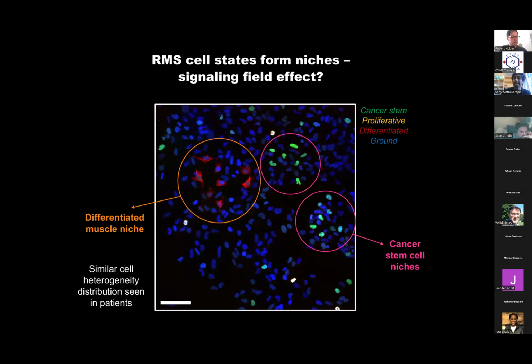And actually, this was a fun experiment. If you stain these different cell states, the differentiated, proliferative, or cancer stem cells, you can see these beautiful little niches forming within the population, in particular with the differentiated muscle as well as these cancer stem cells. They exist within these little niches next to ground cells that are the most plastic. They don't really have features of any specific type of cell state, but you can see that there's very much niches that form even on a 2D plate between these different cell states. And so we were quite interested in understanding this signaling field effect that was going on potentially.